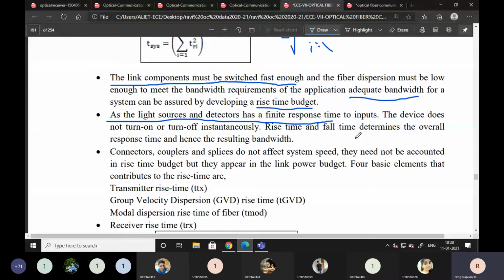And next, the rise time and fall time determine the overall response time and hence the resulting bandwidth. So this is important: rise time and fall time determine the overall response time and give the bandwidth.